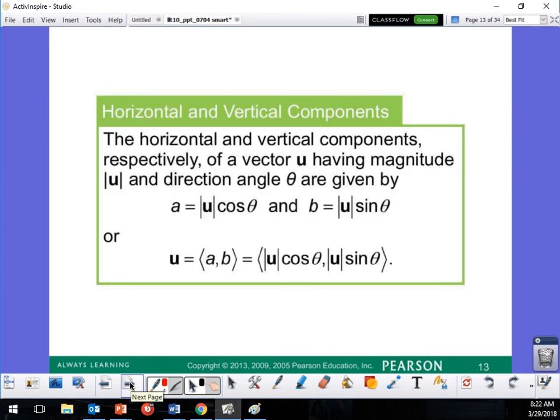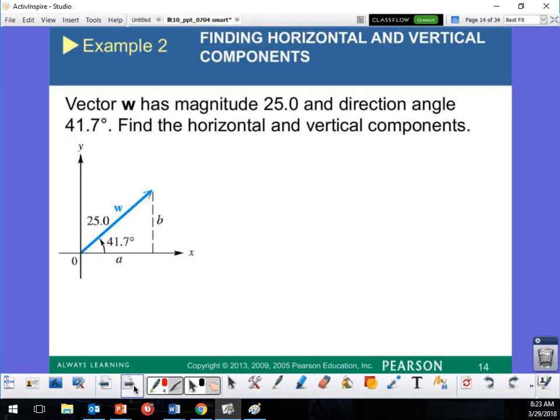All right, so horizontal and vertical components. Now we're solving for A and B. So you have your vector AB, right? Now we're going to go with the magnitude and the angle to get A and to get B. So now to do that, my magnitude is what? 25. Okay, so it's going to be 25.